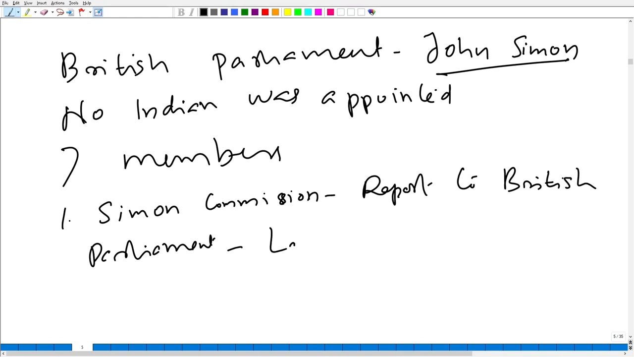Who were they? Lord Sinha and Saklatwala. During this time, there were two Indians in the British Parliament, Lord Sinha and Saklatwala. They wanted to be appointed as members of this commission, but the British government denied the appointment of any Indians in this commission.